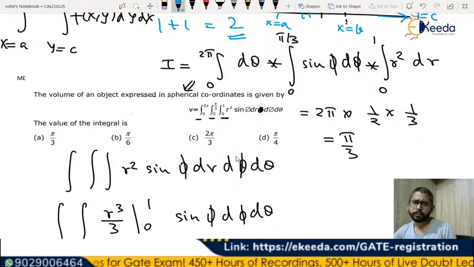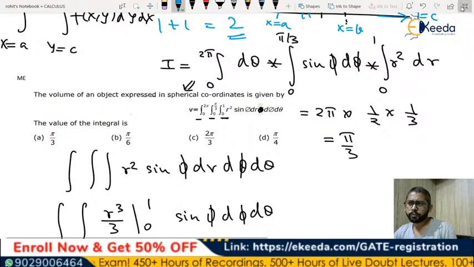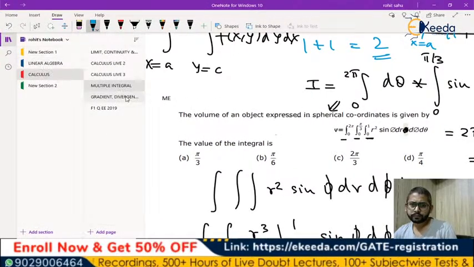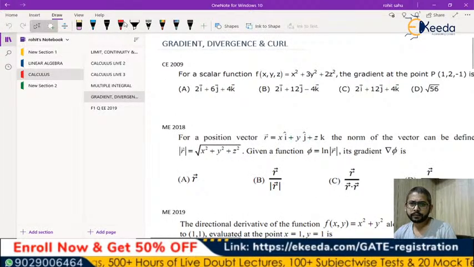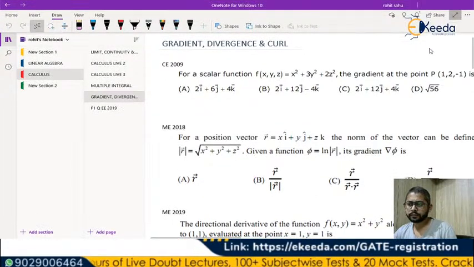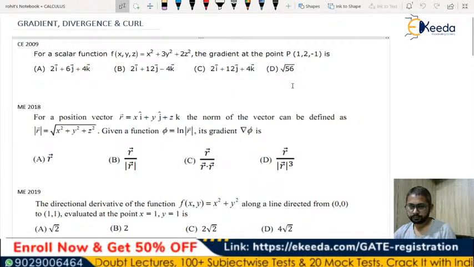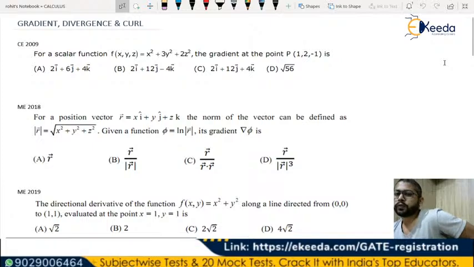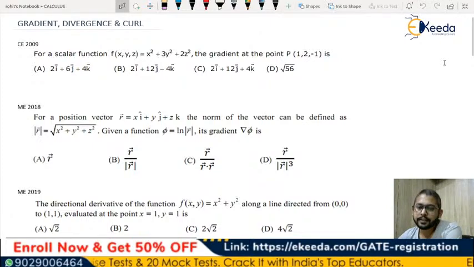Let's move to the next topic also. We have to cover one more part. Fine. Let's move to the next topic, which is gradient, divergence, and curl.